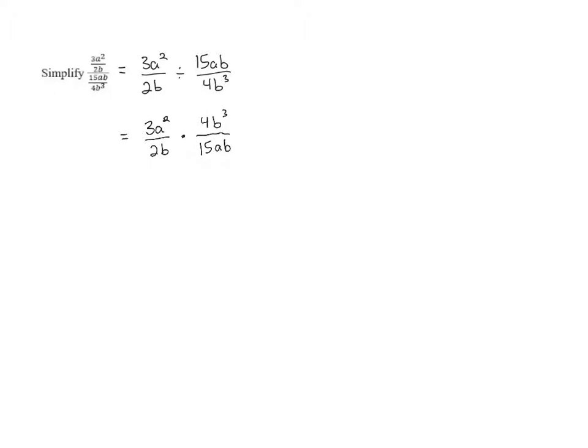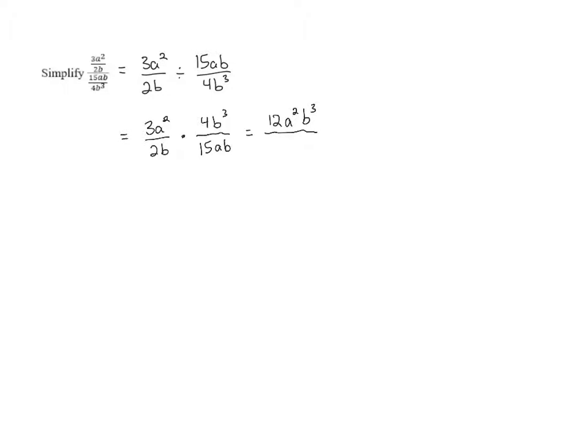We have already done this before. We have done fraction division. This is just a little bit more complicated because there are variables inside. But once we change it to a multiplication, it's pretty easy to move forward. We multiply fractions straight across. So in the numerators, 3 times 4 gives us 12. And then we also have the a squared and b cubed.